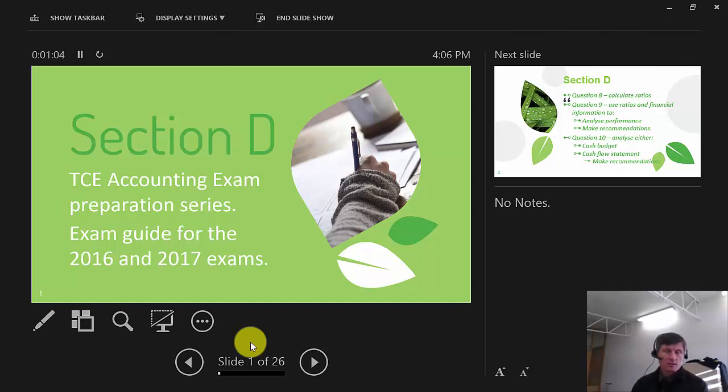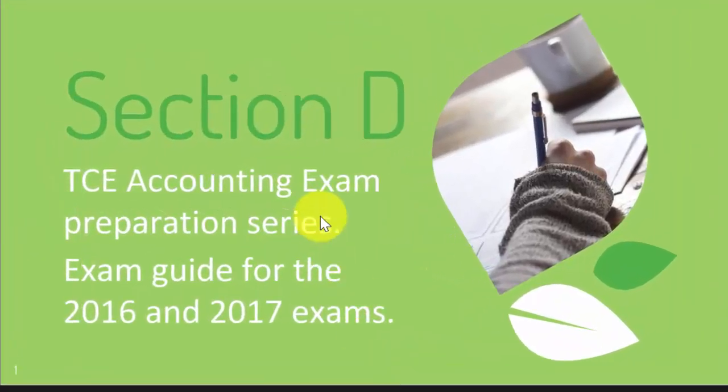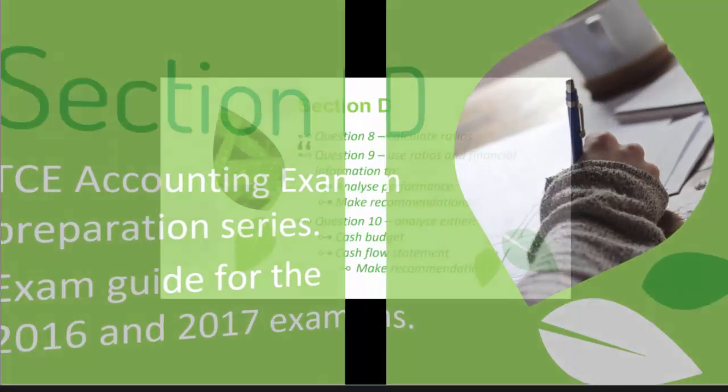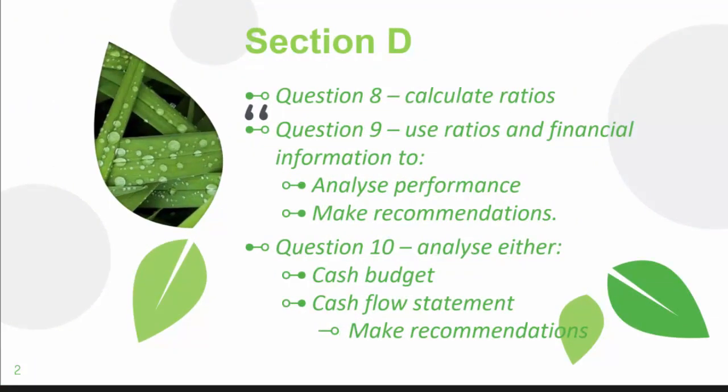This is the last part of the accounting exam, which I'm going to go through, section D. It talks about criterion 4, which is decision making. So what you'll find is 3 questions. So question 8 is where you have to calculate ratios.